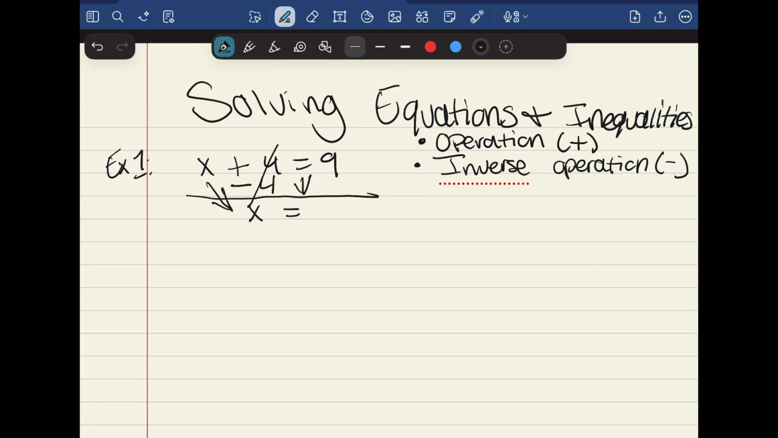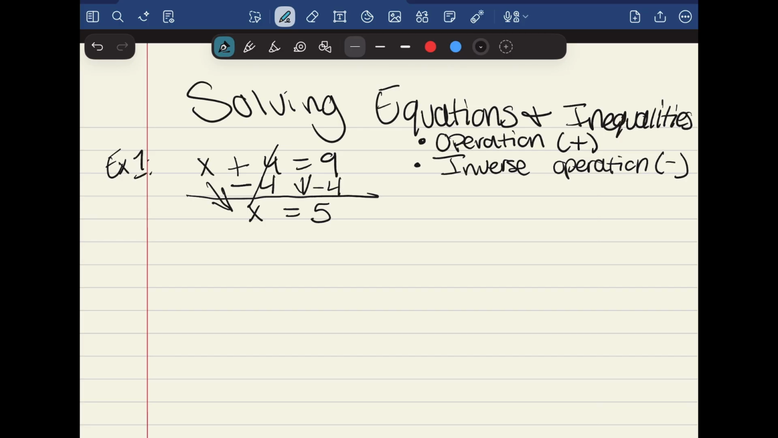I can't just bring down my 9. Everything you do to one side of the equation, you have to do to the other side of the equation. Again, everything you do to one side of the equation has to be done to the other side. So you see how I did subtract 4 right here? I have to do the same thing here. Now, 9 minus 4, I know it's 5. Now, let's check. Are there more steps? No. I have my x equals 5.